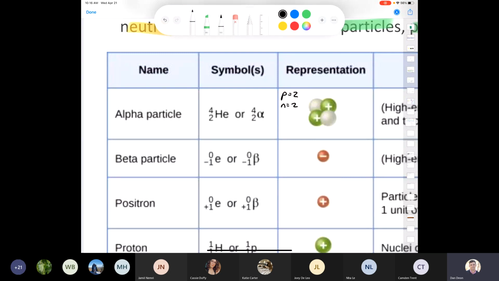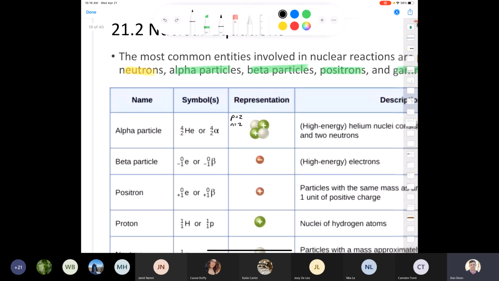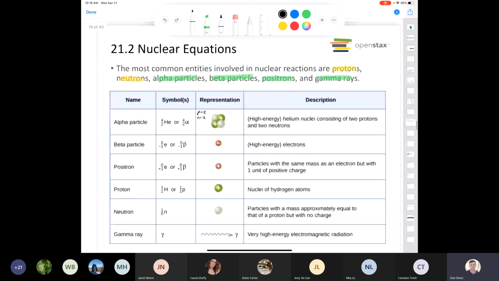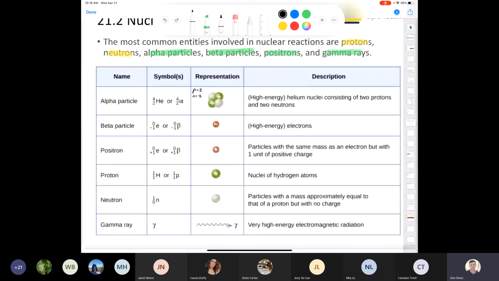The way you can represent an alpha particle is you can use the symbol alpha. It's got a mass number of 4 for 2 protons plus 2 neutrons, and it's got 2 protons in its nucleus, so therefore it has an atomic number of 2. Or you can use the symbol He to represent it as well, and 4 and 2 in the same way. And so this is a high energy helium nucleus. So again, an alpha particle is nothing more than a helium nucleus.